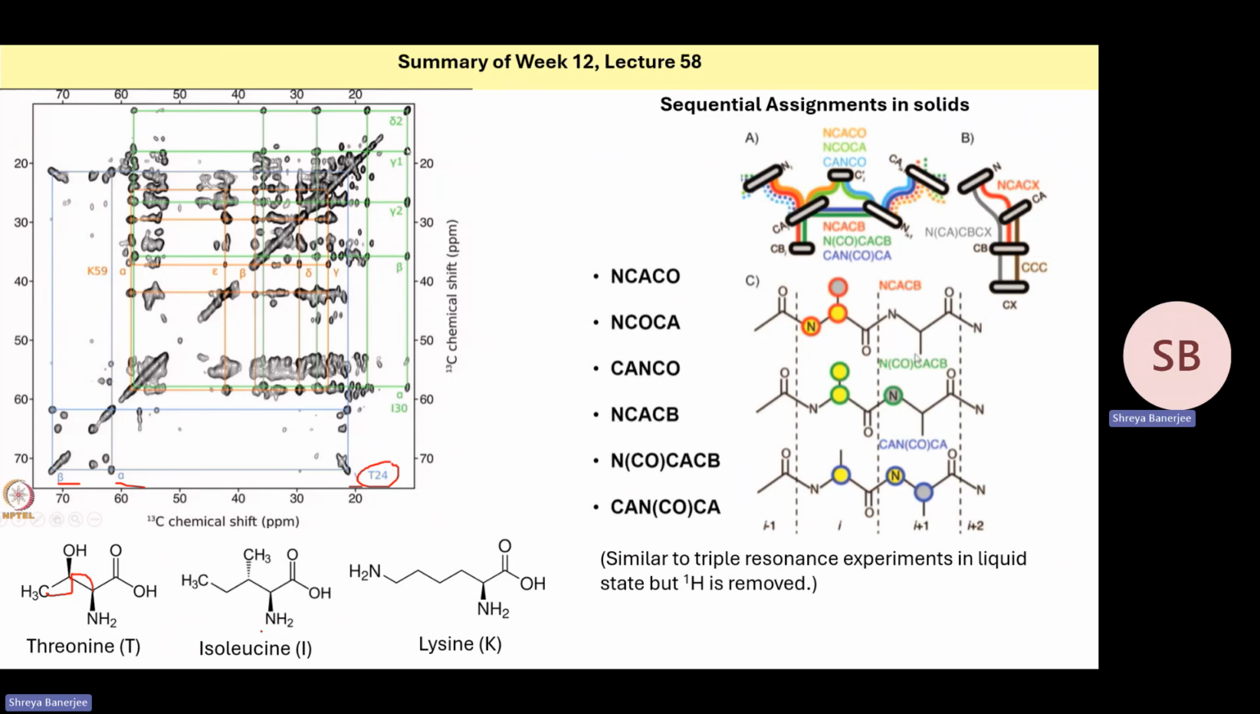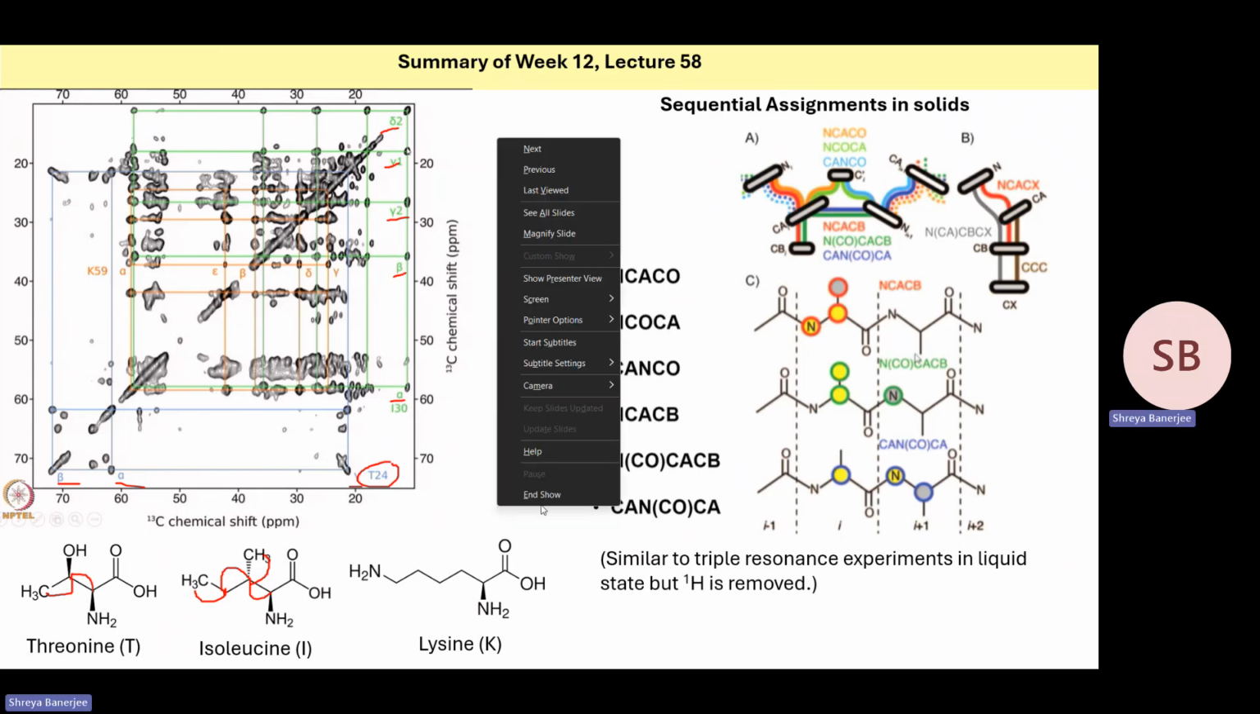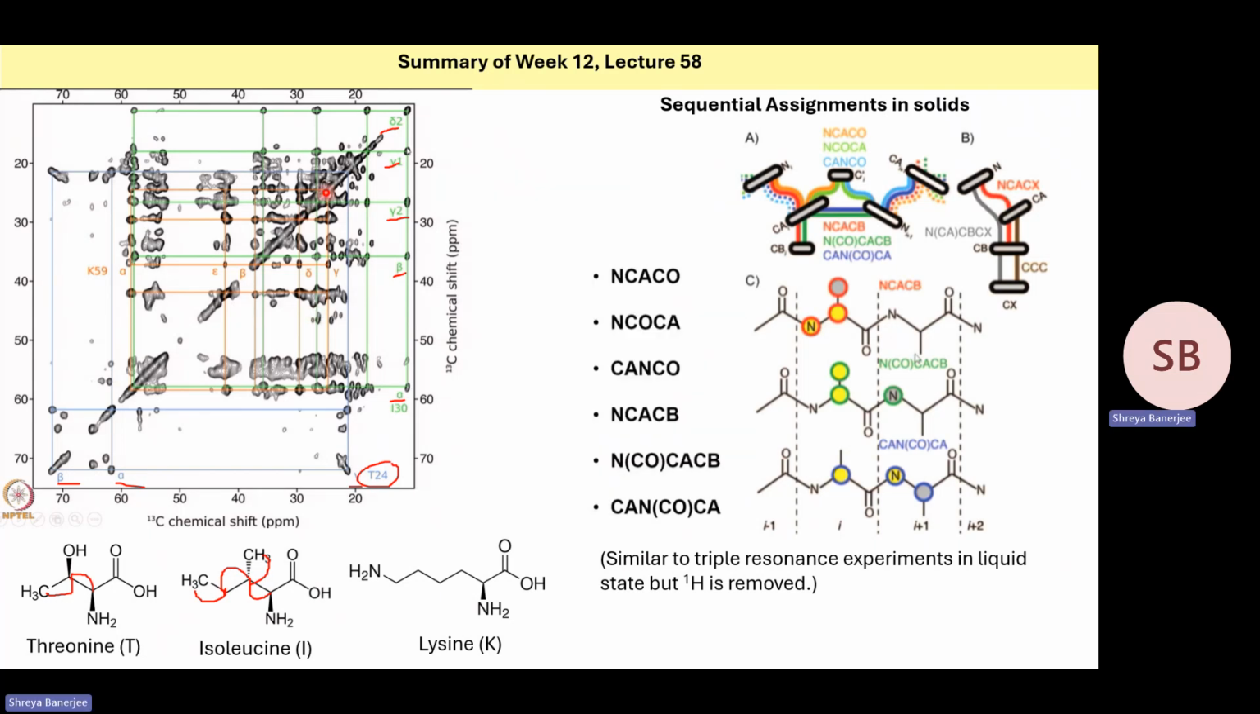Then you have isoleucine. In isoleucine, you have alpha to beta to gamma. There are two gammas, and then you have delta. You can see for isoleucine, alpha, beta, two gammas, gamma 1, gamma 2, and then delta. Similarly for lysine. So by assigning each of these peaks, we can find out the order of the amino acids and which amino acids are present in the protein.